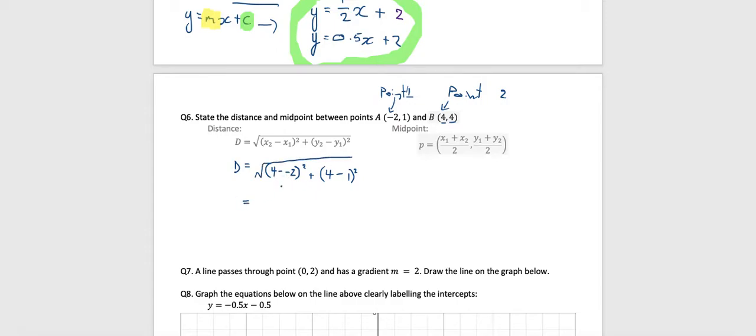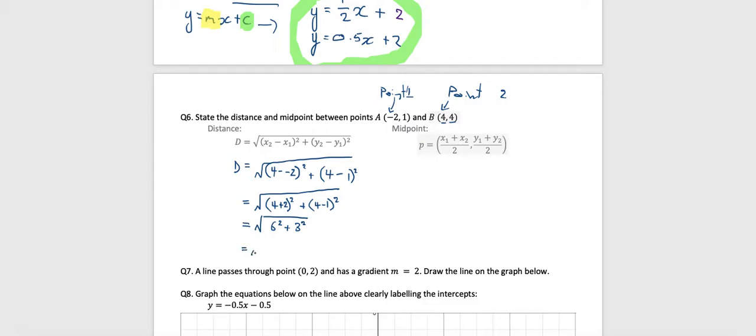Now notice what's going on here. Well, this is a little bit funky. We've got a minus negative. What does a minus negative turn into? It turns into a positive. So that's going to be 4 plus 2. And 4 minus 1, well, that's simply going to be 4 minus 1. So leave it at that. Then we'll evaluate these individual expressions in the next line. So 6 squared plus 3 squared.